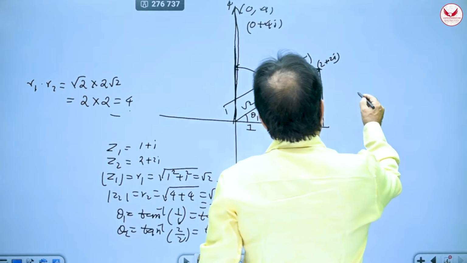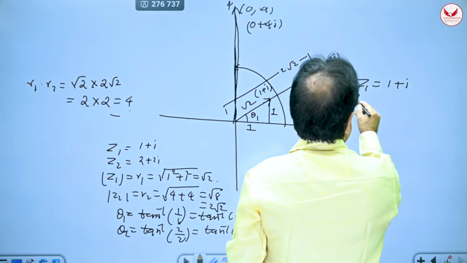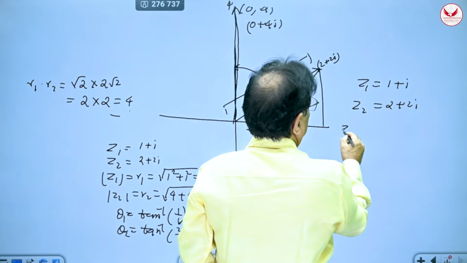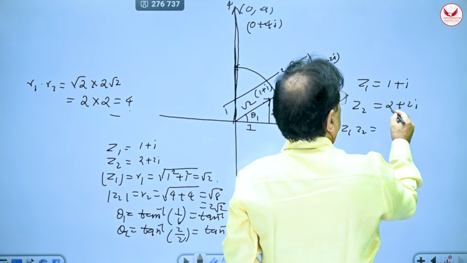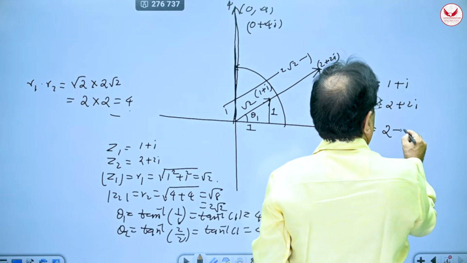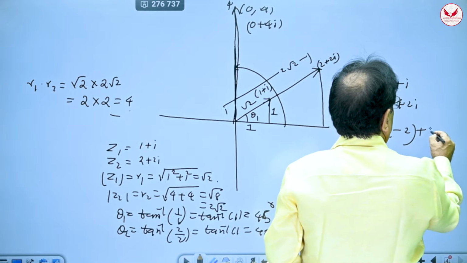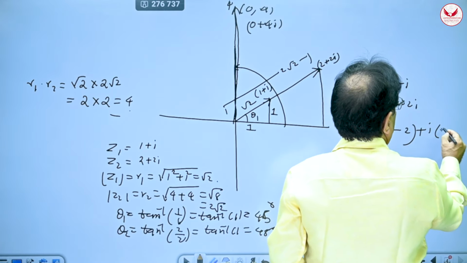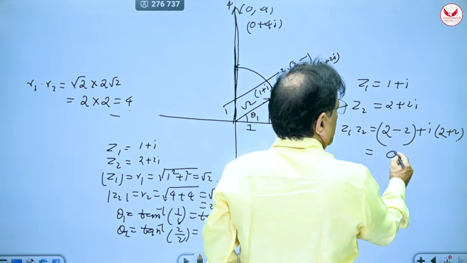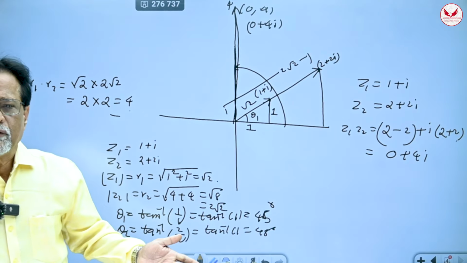And if you actually multiply, let us find out what happens. Z1 is 1 plus i, Z2 is 2 plus 2i, okay? What is Z1 Z2? 1 into 2 is 2. i into 2i is minus 2, okay? Plus i times 1 into 2, that is 2i, and 1 into 2i, that is 2i. Therefore, the vector will be 0 plus 4i, as expected. So can you see this demonstration?